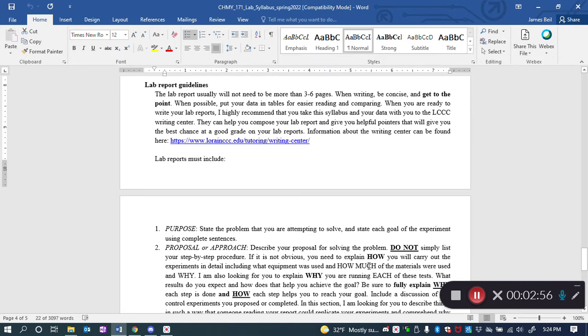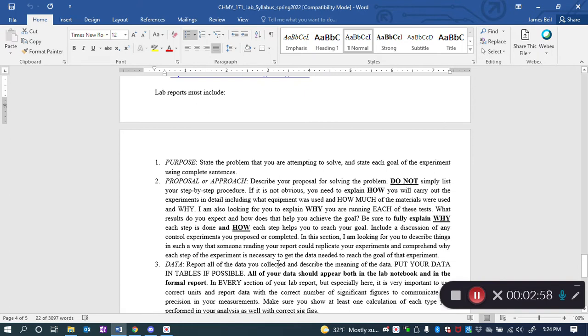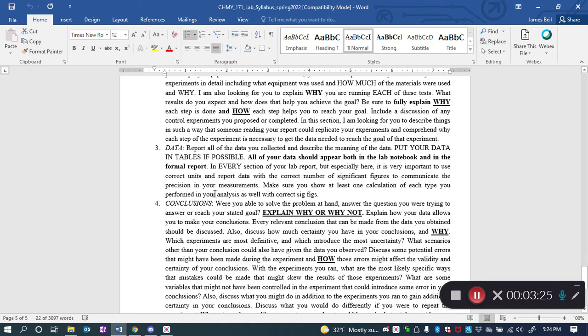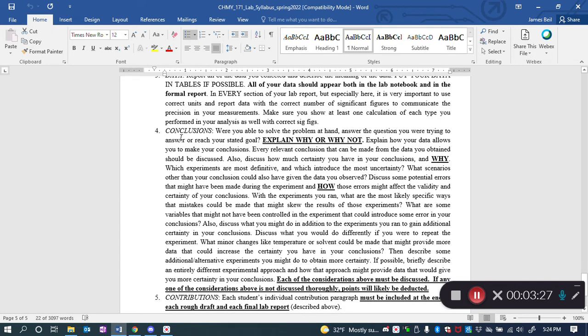So the lab report guidelines are here. There are a few sections we're looking for. The proposal or approach section and the conclusion section are usually the biggest sections. That's where I'm looking for you to explain why you did what you did, how you carried things out, and why. Full explanations for why the experiments were run the way they were, in every detail that's involved in that. I'm looking for a lot of detail associated with why and how you set up the lab experiments, as well as how you're interpreting the lab data.